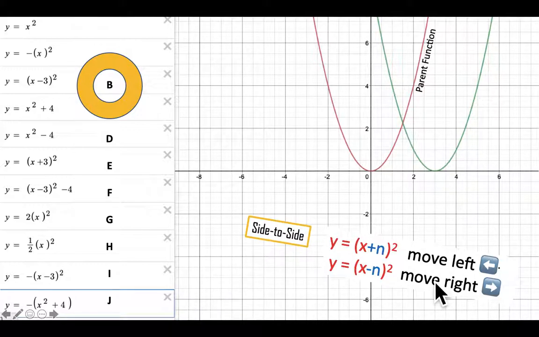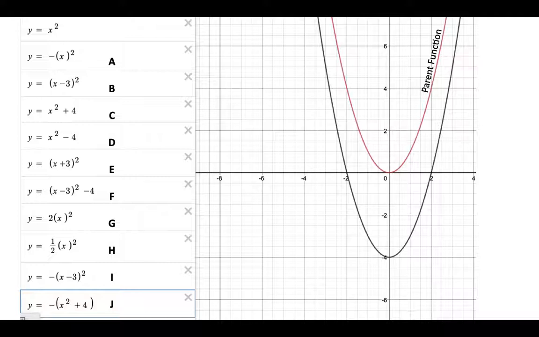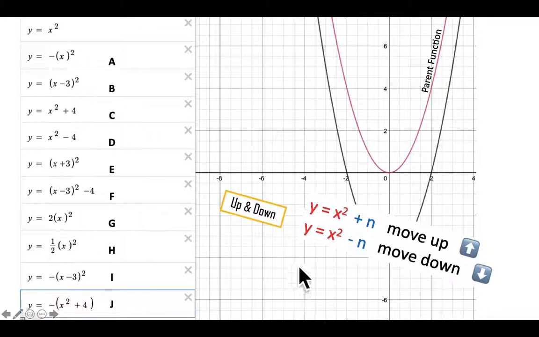Sorry, caught me. Okay. Here's one where the parent function has moved down, so it's moved in the negative direction. So that's just going to be the x squared function subtracting the number that it's moved, so in this case 4. So this should be the answer D.